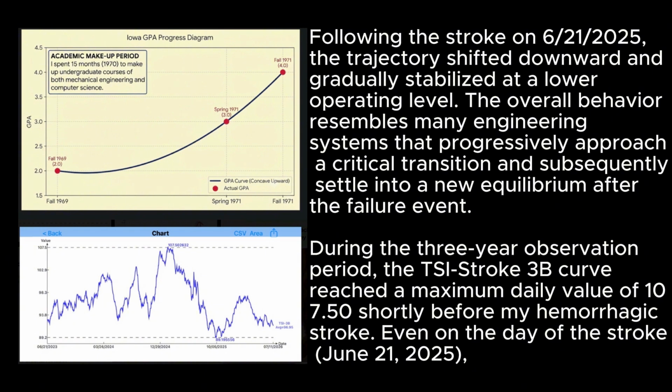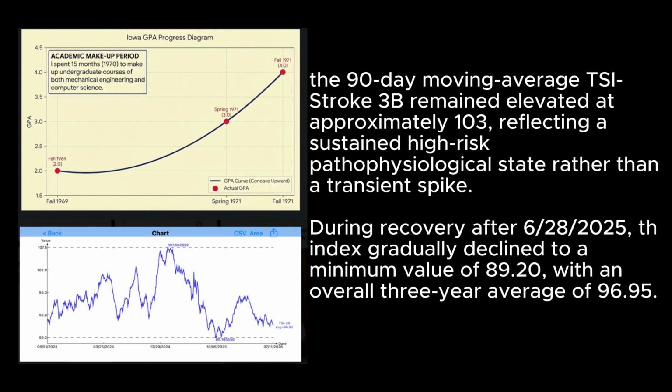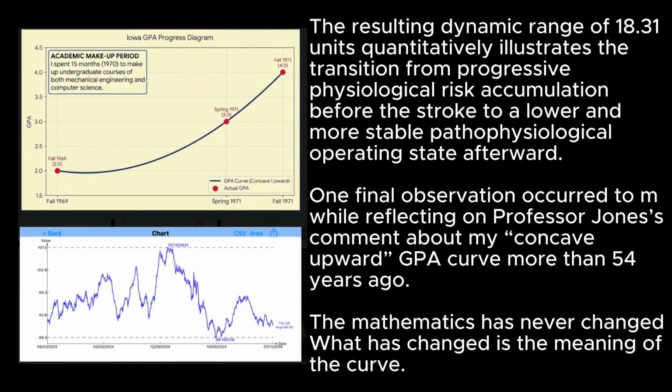During the 3-year observation period, the TSI-Stroke3B curve reached a maximum daily value of 107.50 shortly before my hemorrhagic stroke. Even on the day of the stroke, June 21, 2025, the 90-day moving average TSI-Stroke3B remained elevated at approximately 103, reflecting a sustained high-risk pathophysiological state rather than a transient spike. During recovery after June 28, 2025, the index gradually declined to a minimum value of 89.20, with an overall 3-year average of 96.95. The resulting dynamic range of 18.31 units quantitatively illustrates the transition from progressive physiological risk accumulation before the stroke to a lower and more stable pathophysiological operating state afterward.